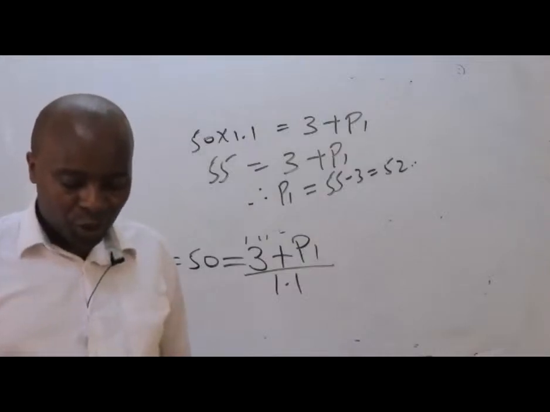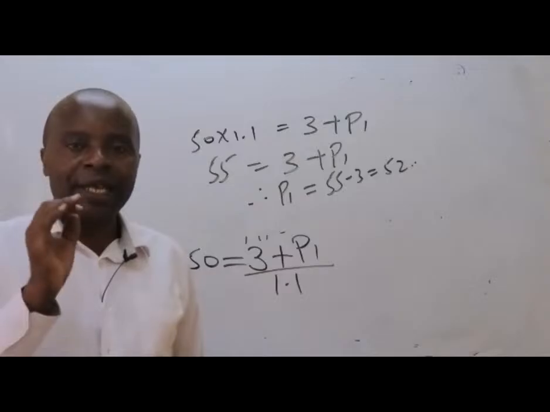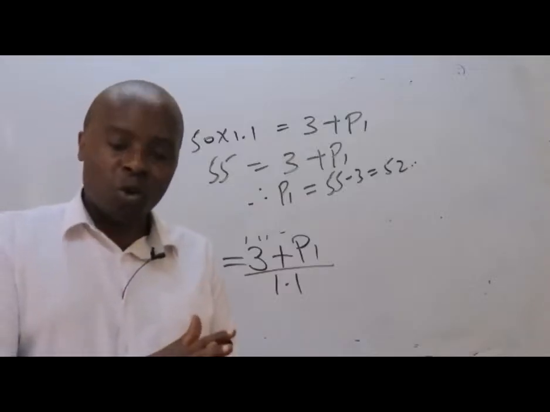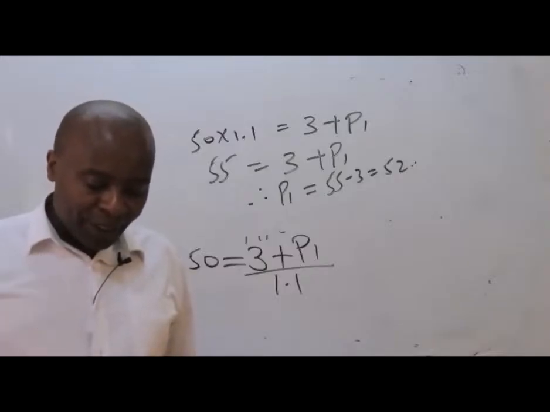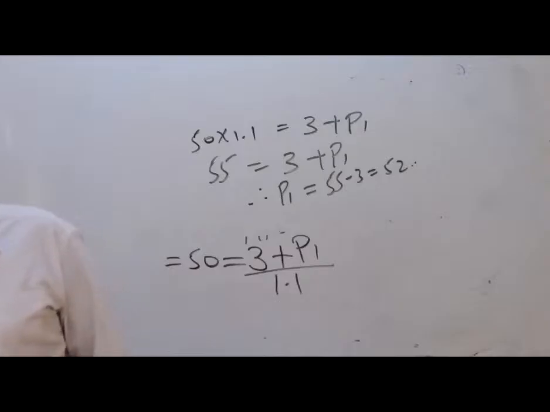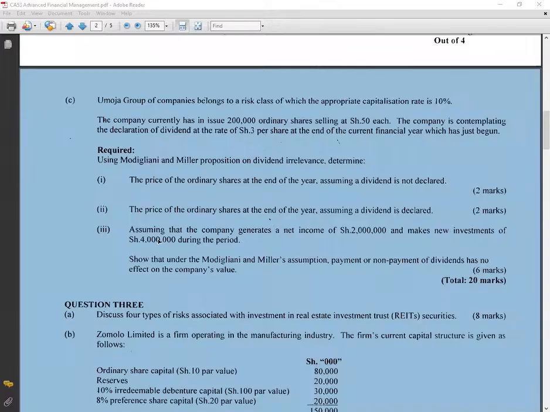So now we go to Roman 3, basically that particular number where the rubber meets the road. Number 3. Assuming that the company generates a net income of shillings 2 million and makes new investments of shillings 4 million during the period, show that under Modigliani and Miller's assumption, payment or non-payment of dividends has no effect on the company's value.